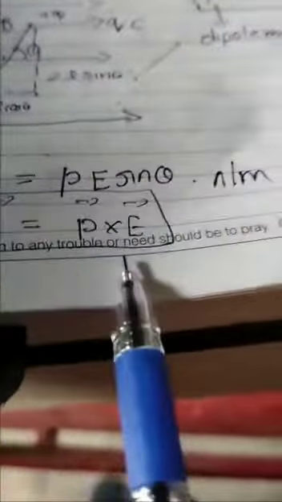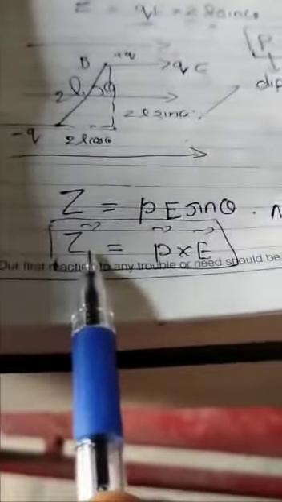In 11th physics you studied that sine theta is denoted by the cross product. So tau equals P cross E. What is the unit of torque? Newton meter. So we have got the torque on a dipole placed in a uniform electric field. I hope you can understand this much. Please listen to it one or two times and try to understand.